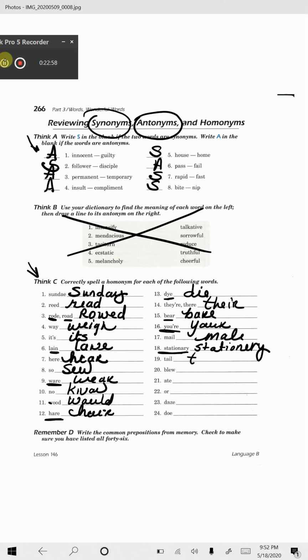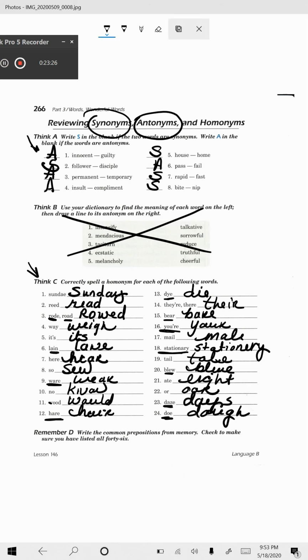Tale and a story, tale. Blue and the color. 8 and the number. Or, the oars you need to row, O-A-R. Days, that means like not thinking clearly, and days of the week. And dough, this is the deer, and dough that you make cinnamon rolls with. Yum. All right, you can skip that, and let's go to the next page.